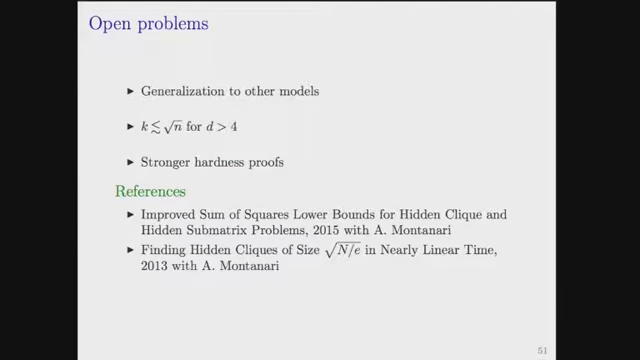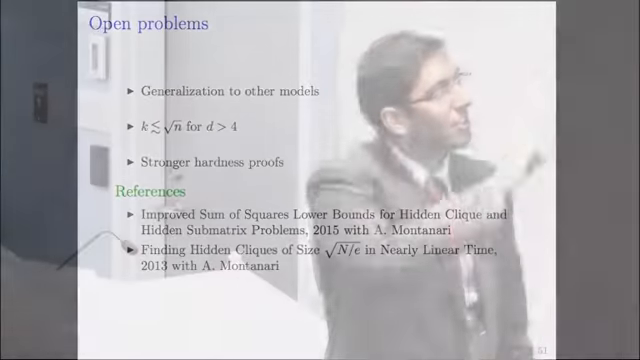We won't go into this in detail, but before I finish this section, I want to mention a few open problems. The question remains whether we can generalize this to other models. If k is smaller than square root of n, proving that this is hard for d bigger than 4 is still open. The last time I said this, I had d bigger than 4 as open, and then about 2 weeks later it got resolved. Maybe this time they will do it for d bigger than 4. And of course, it remains open whether you can come up with stronger hardness proofs.